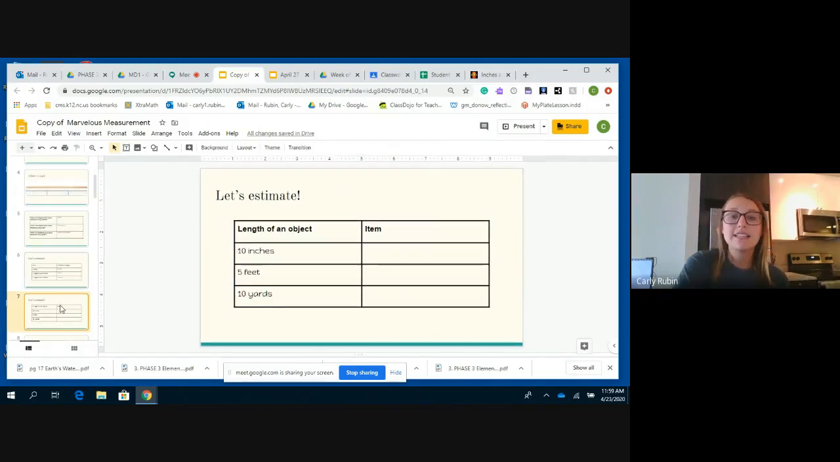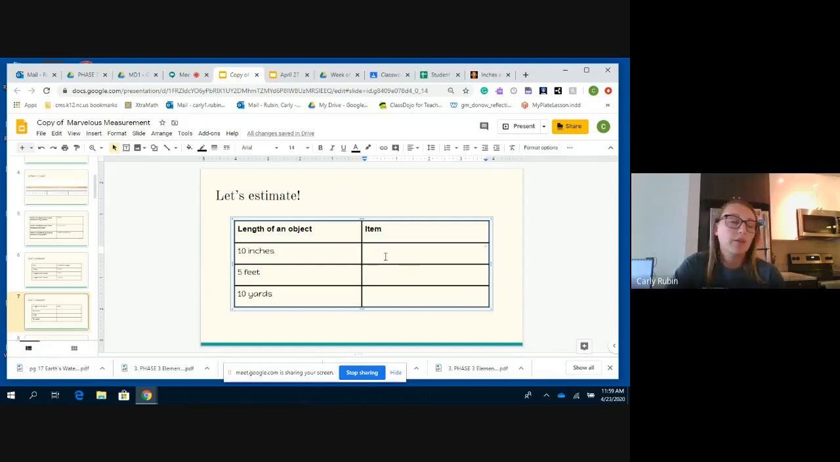All right, let's estimate now. Now I'm giving the length of an object, and I need to think of an item that would be about that long. Okay, something that is 10 inches long. Well, we said that this whiteboard is about 1 foot. That's 12 inches. So I would say something 10 inches might be a poster paper or poster board.